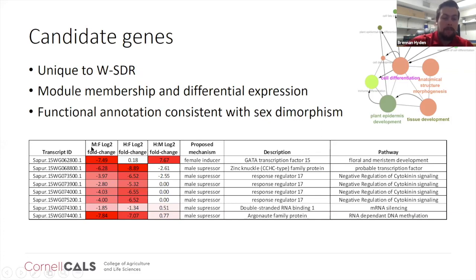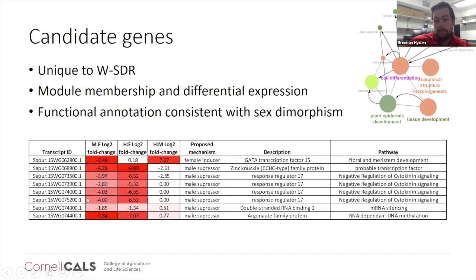This column here is the male to female log2 fold change, so negative values are more female differentially expressed. All these candidate genes are highly female differentially expressed, which makes sense because they're present only in females. We also had expression data from an unrelated monoecious line, a line that has both male and female flowers on the same catkin. This shows the monoecious to female and the monoecious to male differential expression.